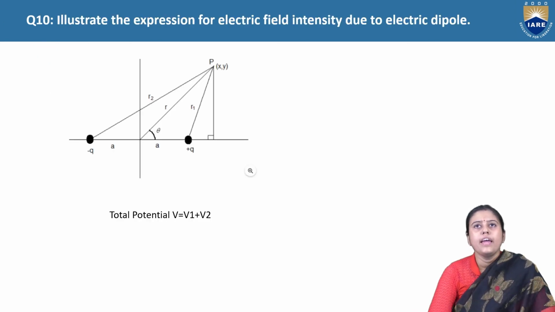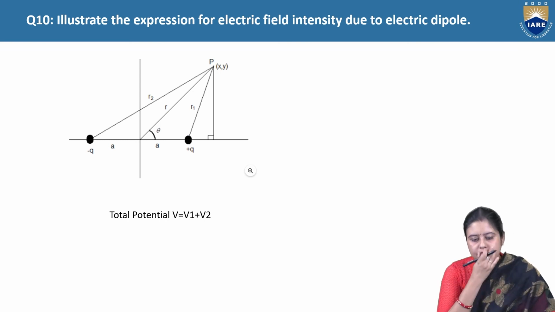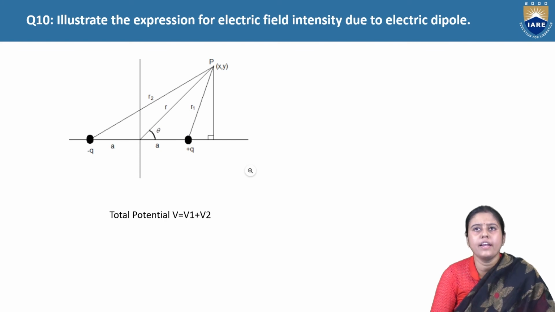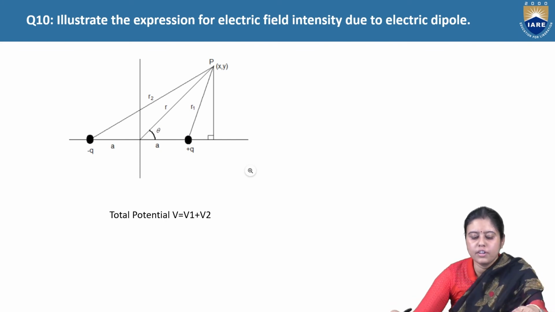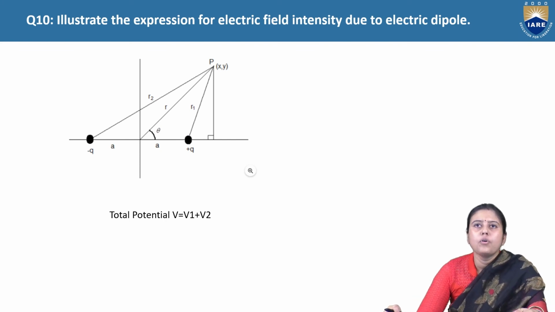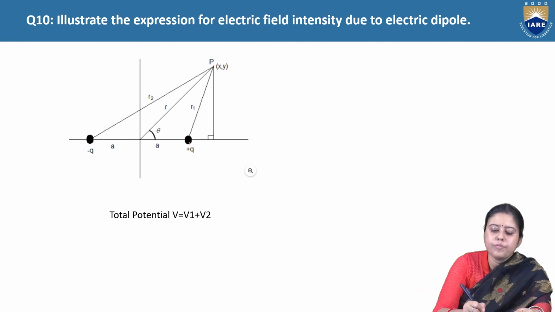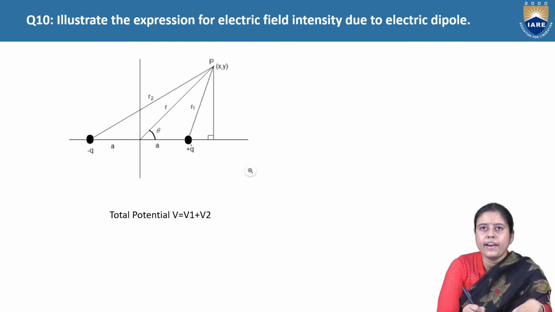Last question. Illustrate the expression for electric field intensity due to an electric dipole. This is a very tough question actually. So there are two charges, plus Q and minus Q, and they are separated by 2A. So what will happen?